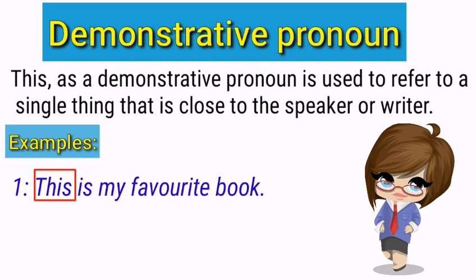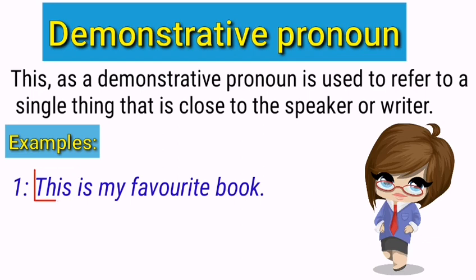But the question is how it is different from a demonstrative adjective. You need to remember that when after the word, this, comes a verb directly, then it is called a demonstrative pronoun. So, you can see in this example after the demonstrative pronoun, there comes directly a verb, is, so that is why it is a demonstrative pronoun.